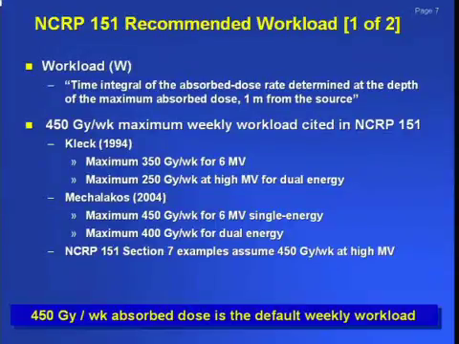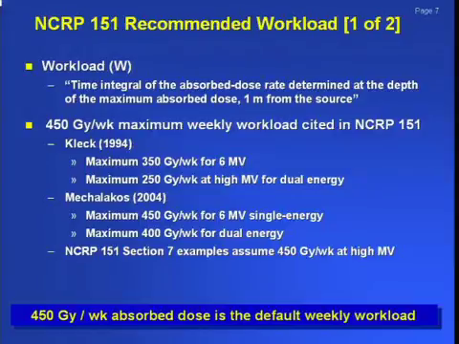The NCRP 151 recommended workload is basically, everything is defined at 1 meter from the source, and we use a recommended default workload of 450 gray per week at isocenter. So that is a monitor unit per week, basically, calculation. It has all the calculations in there for assumed fraction of absorbed dose to the patient. So we're basing this on 450 gray per week for an isocenter workload. You can use and modify that, obviously, at your discretion.